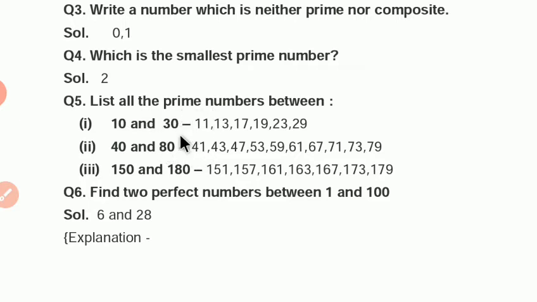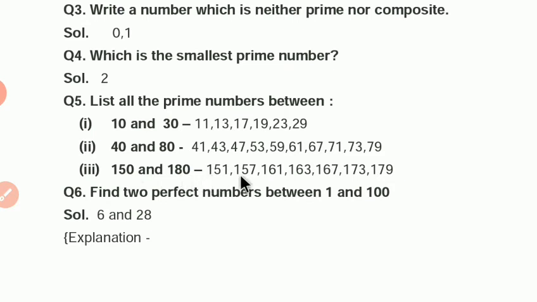So how can we list out prime numbers? You have to see only the odd numbers between 40 and 80. Out of them we have to select which are prime. So we can see 41, 43, 47, 53, 59, 61, 67, 71, 73 and 79. These are the numbers which have factors 1 and itself only.